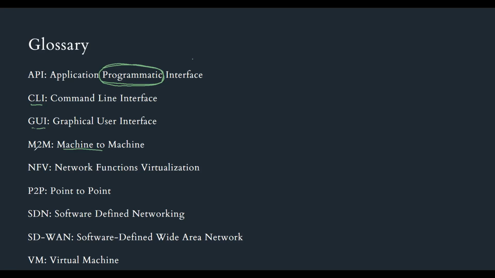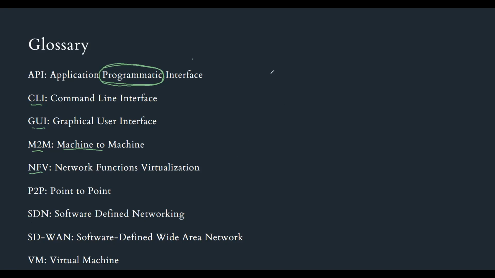Machine to machine is M2M. Network function virtualization is NFV. Point to point is P2P. Software defined networking is SDN. Software defined wide area network is SD-WAN. A virtual machine is VM.